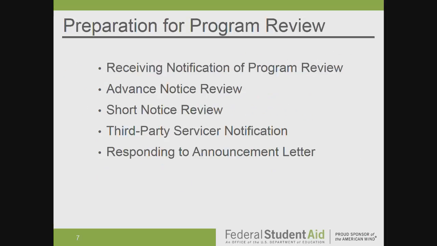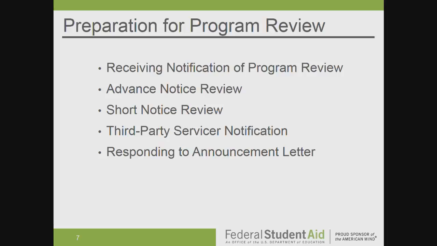When preparing for a program review, you will always be notified in writing of an on-site or off-site program review. The scope will be either a general assessment or a focus. The review typically consists of one week. Records reviewed usually are from the current award year and the most recently completed award year. It depends on the timing and the focus of the program review.